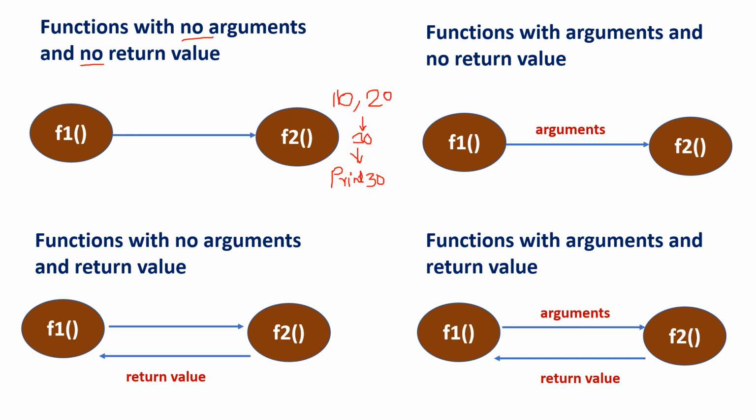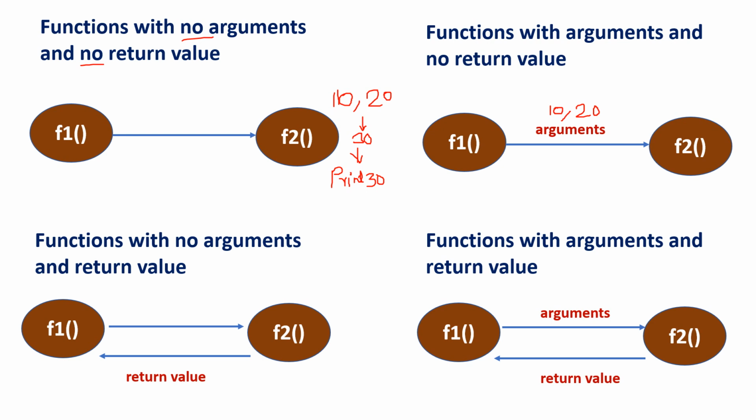Now let us take the second one, functions with arguments and no return value. That means the f1 function is calling the f2 function, and at the same time it is also sending arguments. Now see the same example. The f1 function is calling the f2 function, and at the same time it is sending two parameters, 10 and 20.